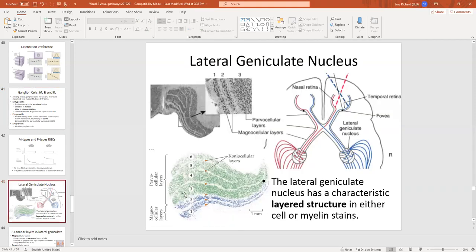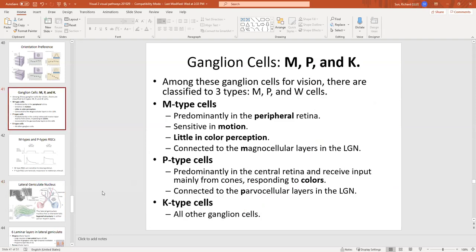So retinal ganglion cells project into different layers of the LGN. M type projects into the magnocellular layer, the ventral two layers. P type projects into the parvocellular layer of the LGN. And the K type projects into the koniocellular layer, but this is a relatively newly observed one. So K projects into the koniocellular layer. So that's that.